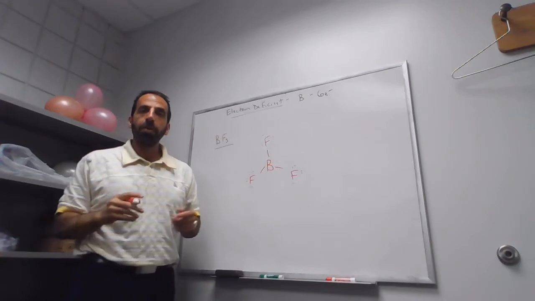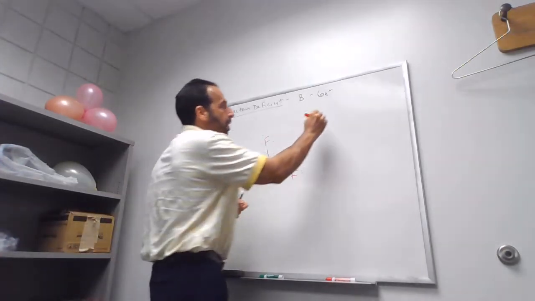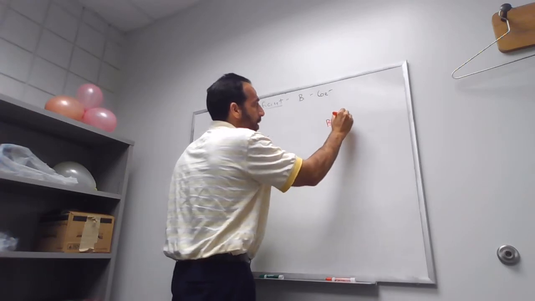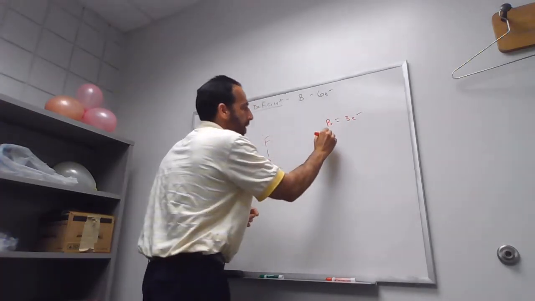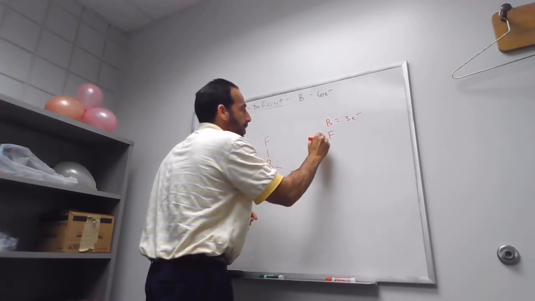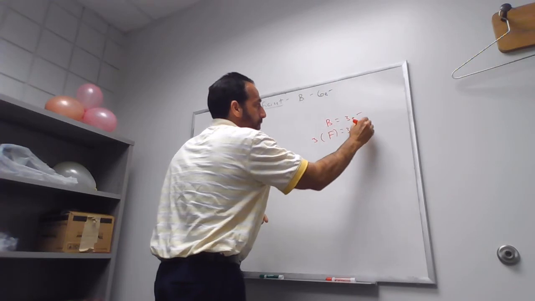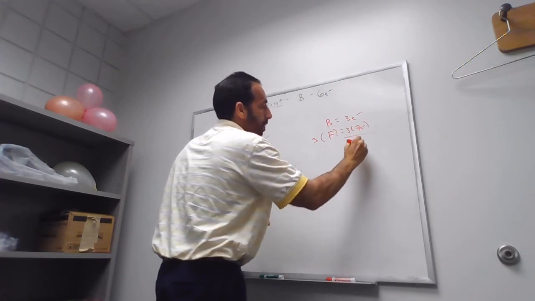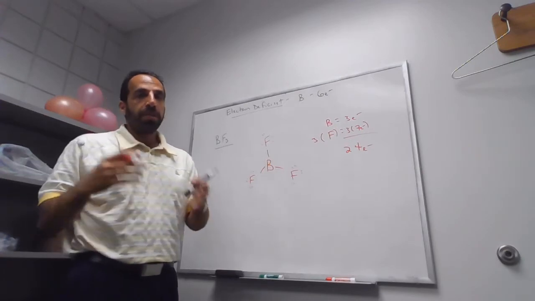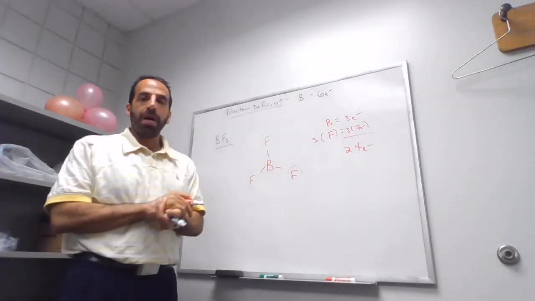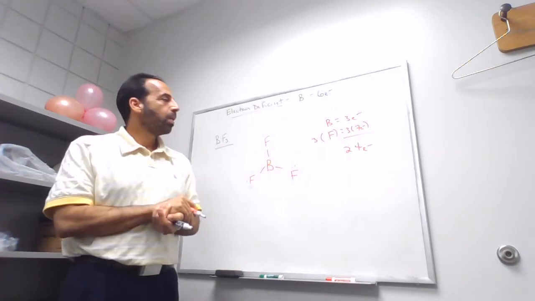And then I'm going to go back and count the number of valence electrons I have to work with. Boron has 3. It's a group 3A. Fluorine has 7. So 24 electrons to work with. Some have to be bonded, some have to be non-bonded. I can only use 24, no more, no less.